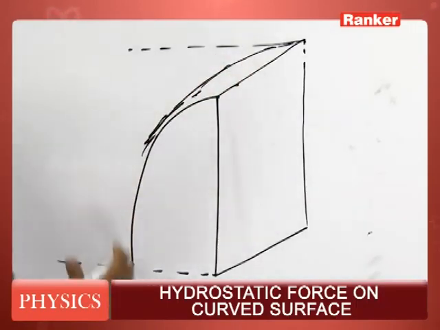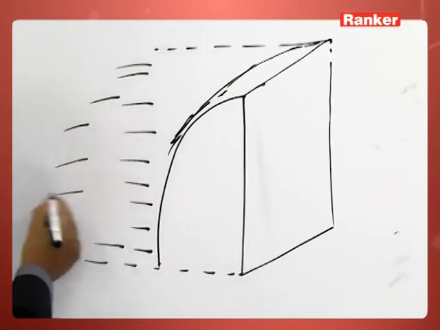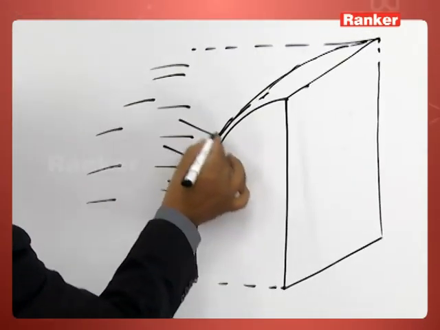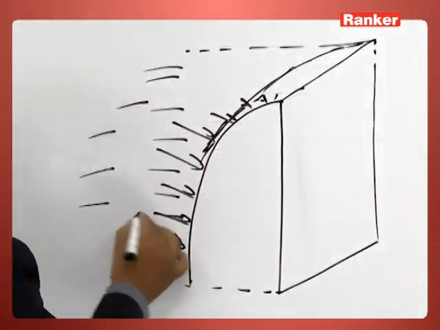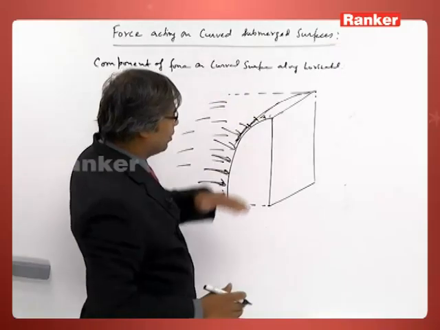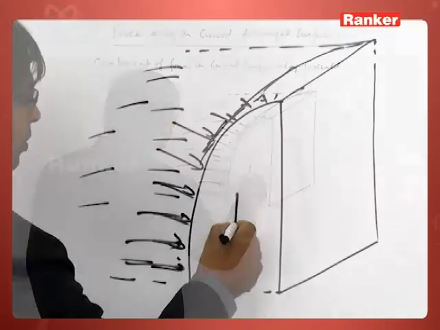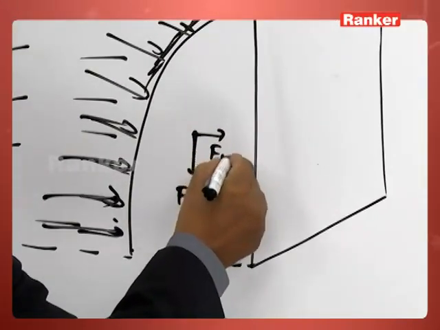So you see this part is actually in the liquid. So you get a force, the force will be like this. Here the force will be large, and here the force as you go up it will be less. So the total force will have two components, one F vertical and another F horizontal.